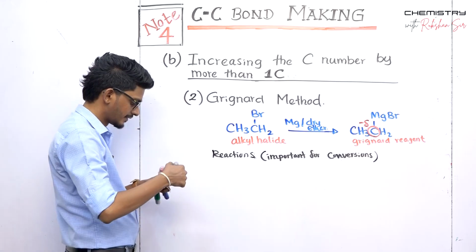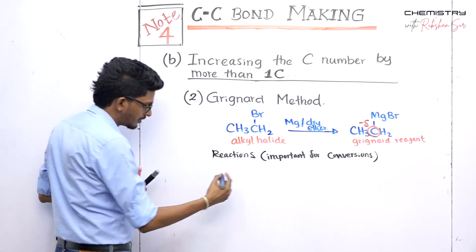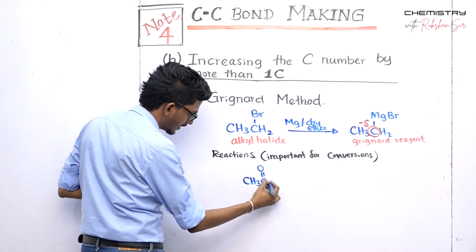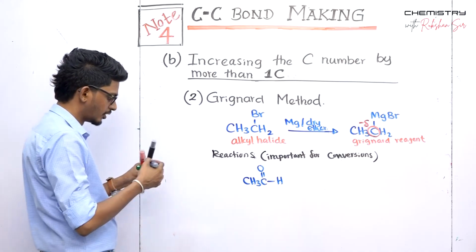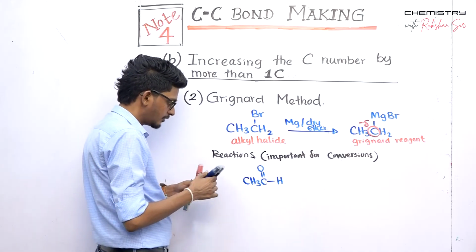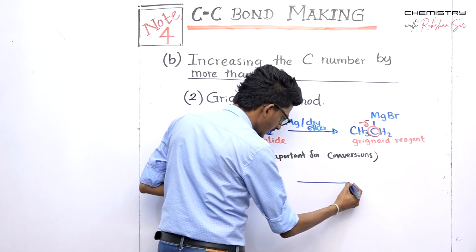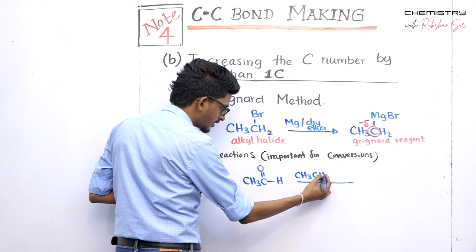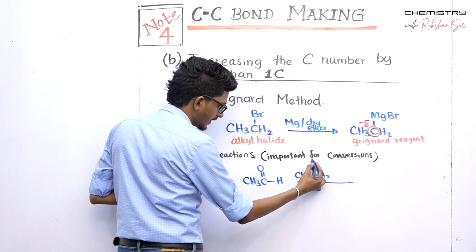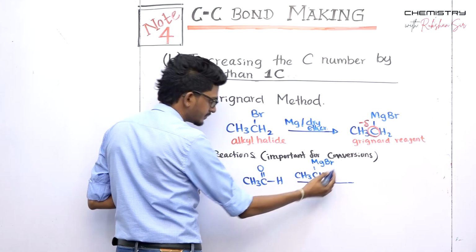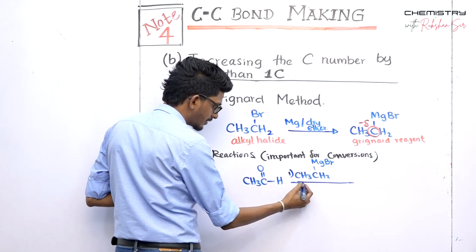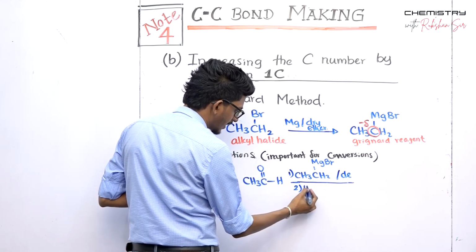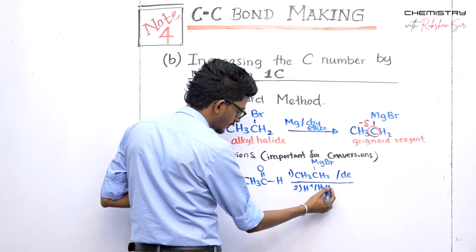See the examples. If you are with an aldehyde, see what will happen if you add the Grignard here. If you add the Grignard, CH3CH2MgBr, to this thing. Normally Grignard will be added in the dry ether medium, and normally acidic workup is needed, H plus H2O. That is how the Grignard is added.